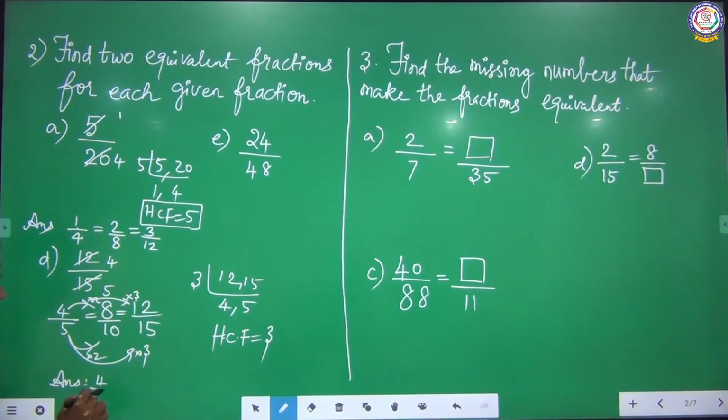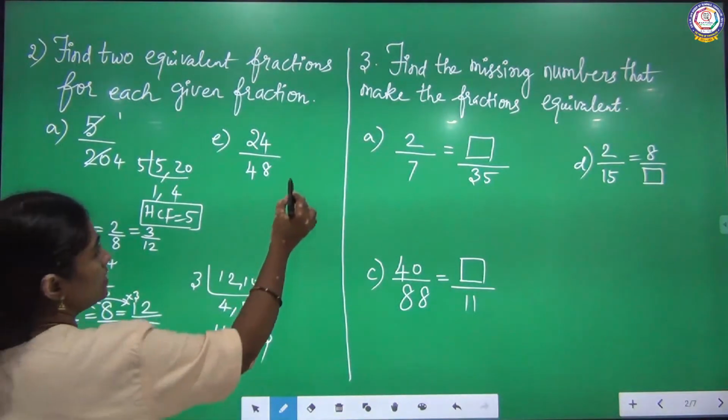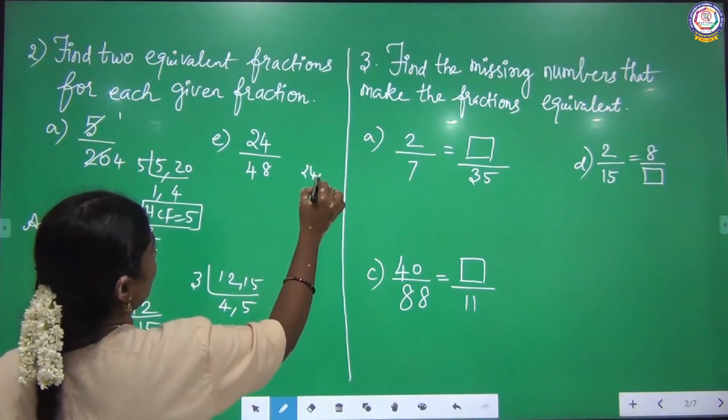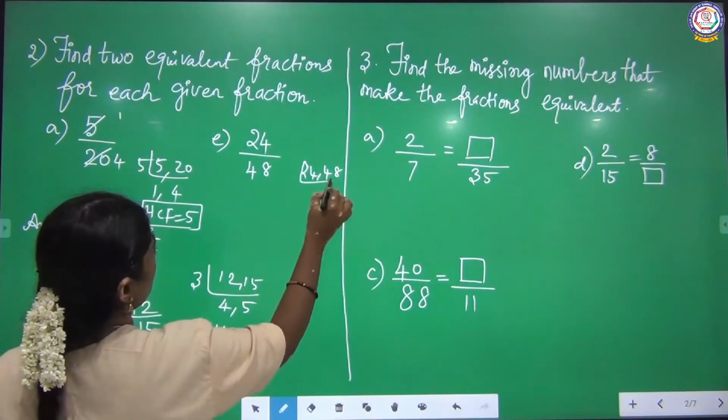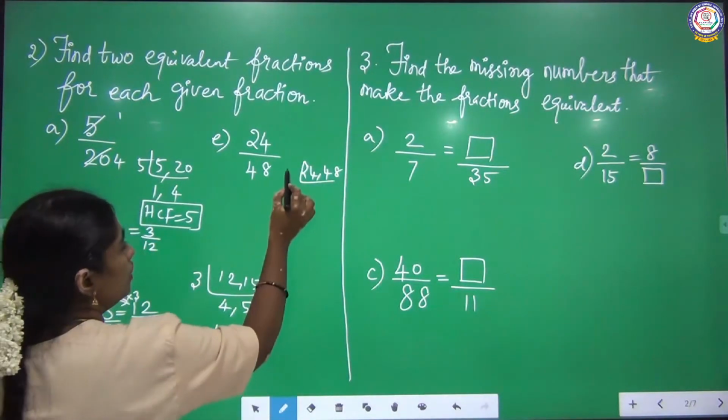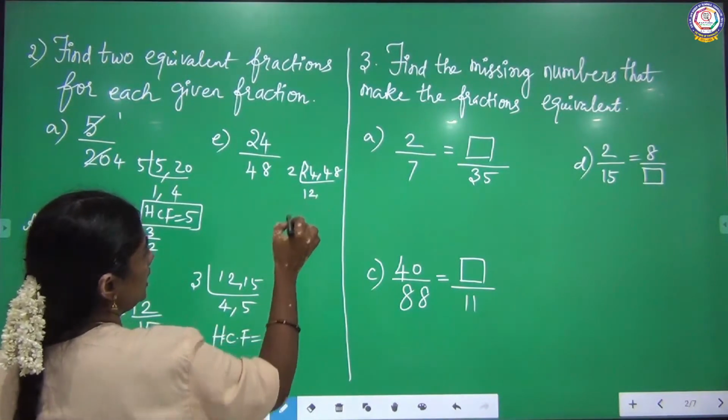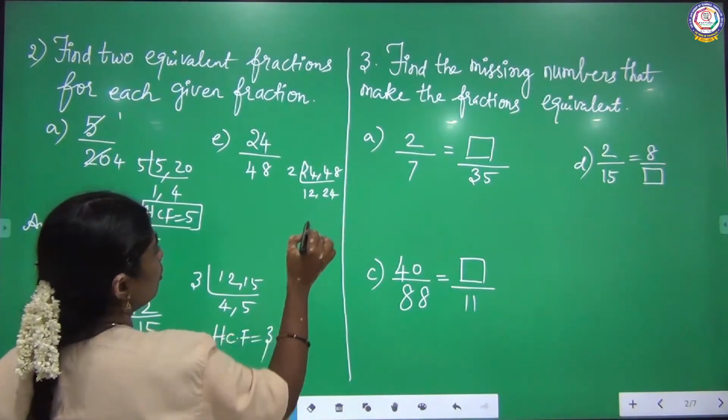What is my answer, children? 4 by 5 is equal to 8 by 10 is equal to 12 by 15. Can you clear this? After finding the HCF, I am writing the equivalent fraction. See the same thing for HCF, you find out 24, 48, just by the 2 table. 2 12s are 24, 2 24s are 48.